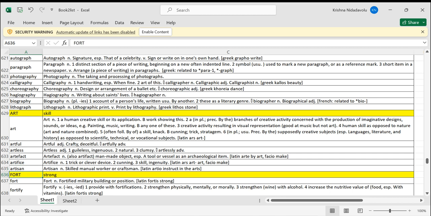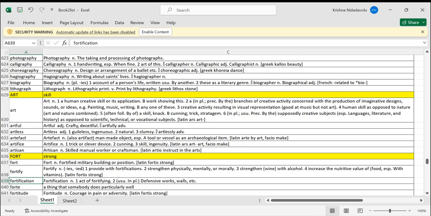Now let's get to the next word, which is fort. Fort is actually very strong. It comes from Latin, meaning strong. We use the same word when we mean fort also. A fort is a military building or a fort on a hill, because these are strong positions. Fortify is to strengthen. Fort is strong. Fortify is to strengthen.